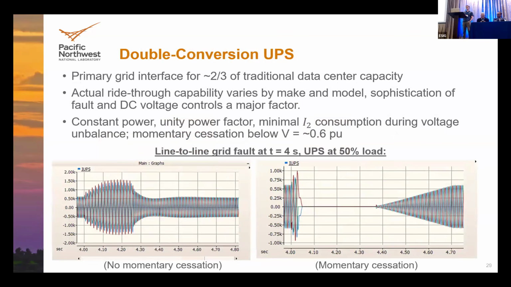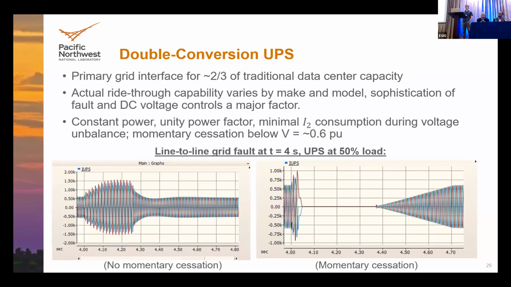Here's an example fault response for a double conversion UPS. I've got one example where it's riding through the fault and remaining connected, and another where it's entering momentary cessation and then ramping back in shortly after. So like Shahil was mentioning, this would be the primary grid interface for a lot of data centers, but there are data centers that don't use double conversion UPS. And so the rack level power supplies play a role there.